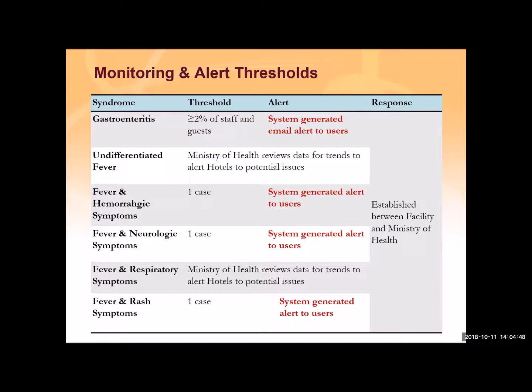Fever and respiratory symptoms is similar to undifferentiated fever, where countries may go through a flu season. You will see an increase in cases in fever and respiratory systems, so the Ministry of Health will determine the threshold for that. Fever and rash, which are things like measles, one case will generate an alert because that, again, is something that is very serious.